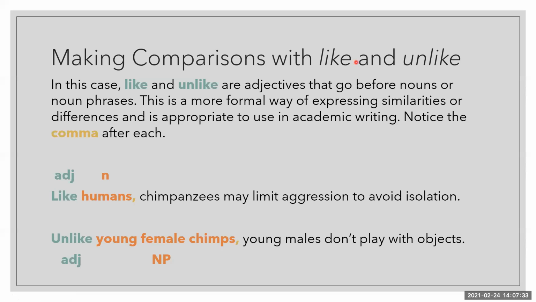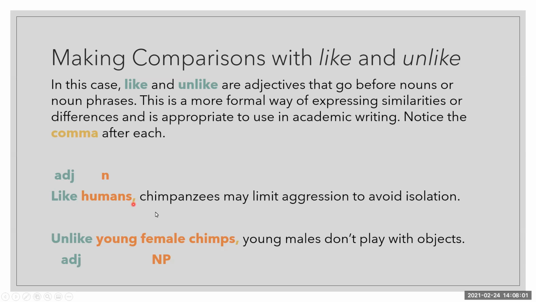The last way to express similarities in this unit is with like. I've paired it with unlike here because they're kind of unique in the way that they're used. Basically, these words are paired with a noun, like humans. So here's your adjective like, and here's your noun humans, or a noun phrase. In this case, young female chimps is your noun phrase, and before it you have the adjective unlike.